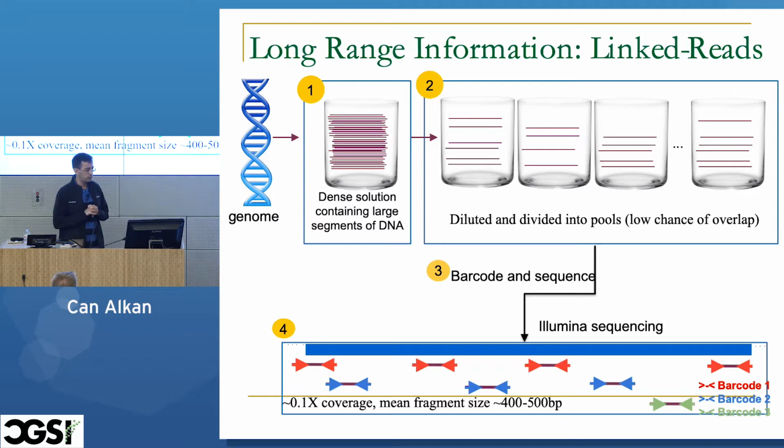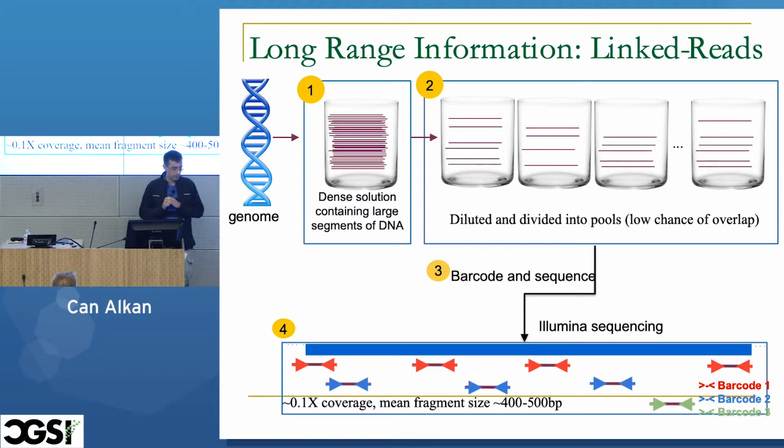It is diluted into a number of pools, up to 4 million pools for 10x. When you dilute this, there's a very low chance of overlap between them. On average, in each pool you have 2 or 3 molecules, about 50 kb each, and the genome is 3 billion bases, so their overlap is almost 0. Then you barcode them, and then you sequence using Illumina. So you again deal with short reads.